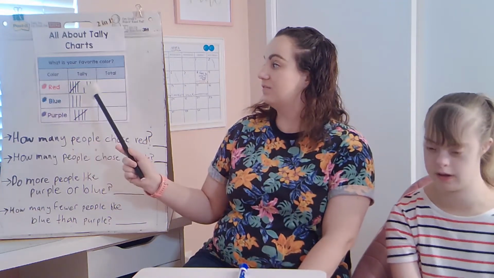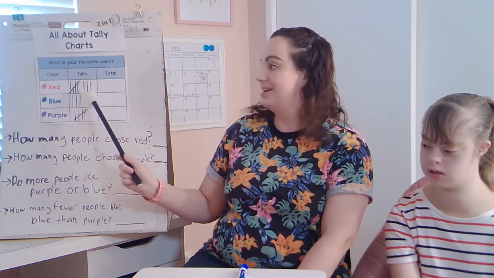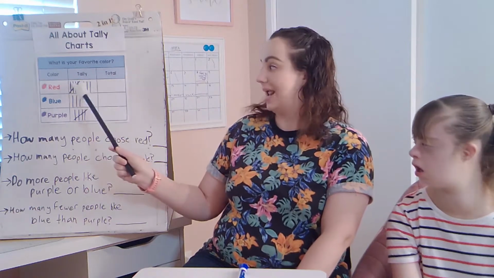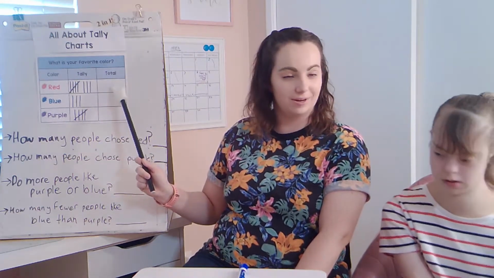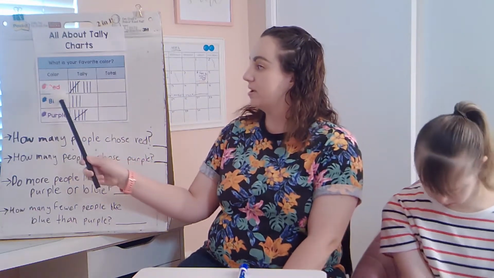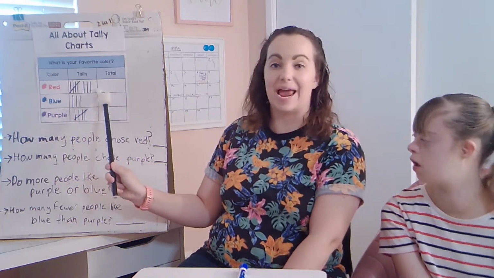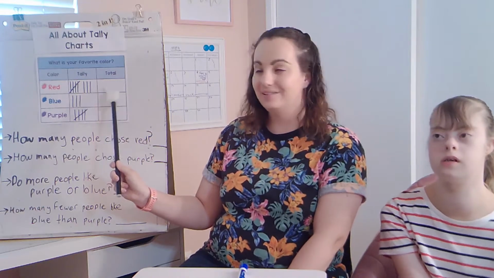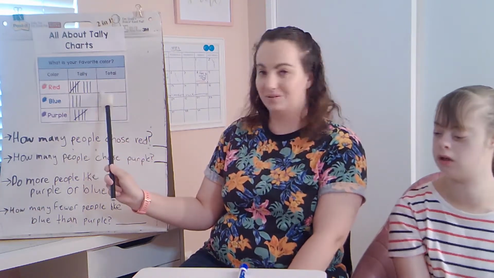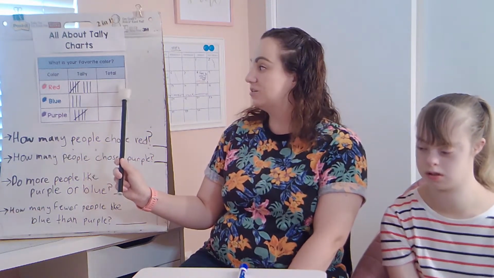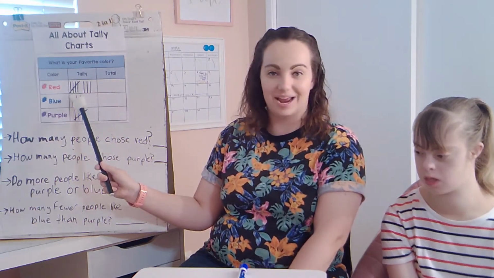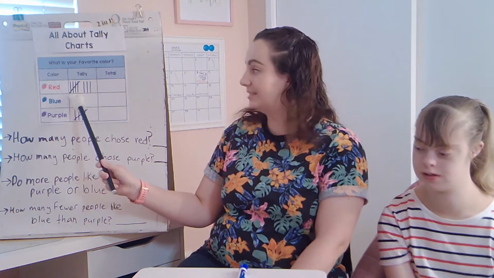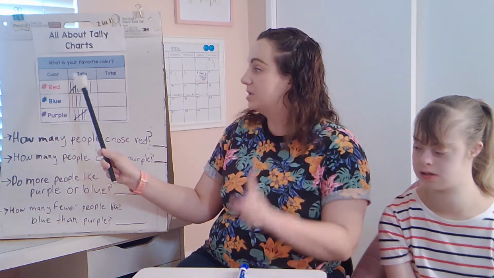Then we see the votes, the tallies. Now it's our job to count up or read the tallies and write the total number there. So looking up here at red, we see some tallies. Let's go ahead, look at the tallies. We can count them up and see the total. Let's go ahead and count together the tallies, okay? Ready, set, count with me.